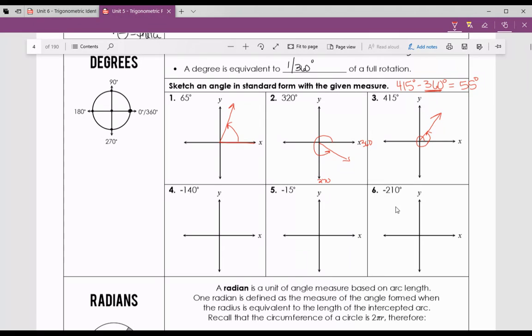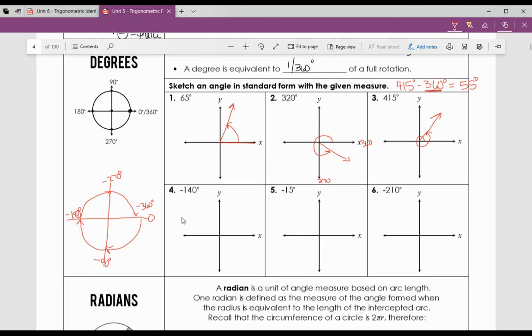Now, negative 140, okay? So the way the negative angles work, if this is 0 and you rotate this way, that is negative 90 degrees. And if you keep rotating, this is negative 180 degrees. If you keep rotating, you're at negative 270. And then once you hit full circle, you are at negative 360.